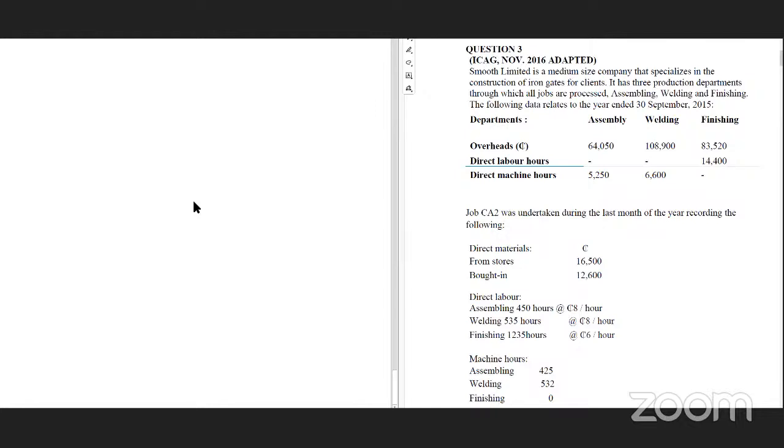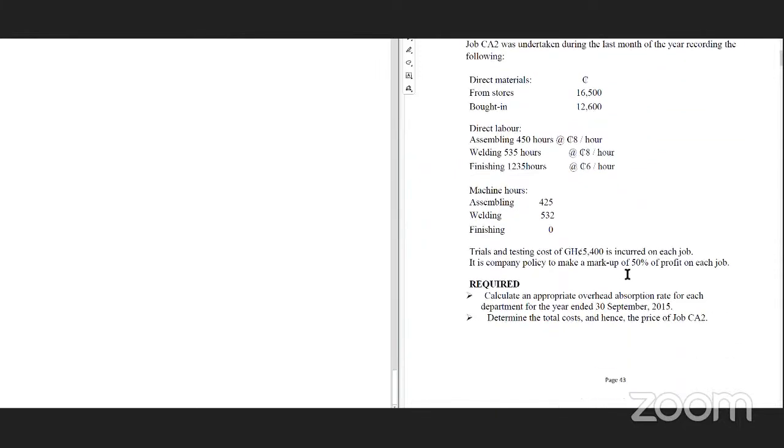Now, before we start with activity-based costing, just as a recap to what we did on Thursday, we are going to take a similar question on how traditional costing works. This came in November 2016, ICAG, Management Accounting. So let's look at this question.